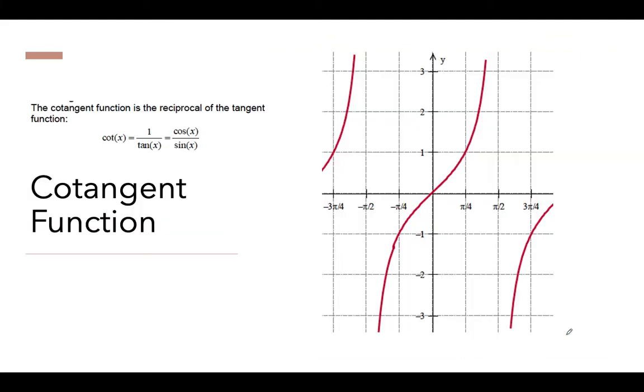Lastly, we have a cotangent function. The cotangent function is a reciprocal of a tangent, and the symbol is represented with COT. With cotangent, there's another way to represent it, because we know that tangent is sine over cosine. So if it's the reciprocal of tangent, then all you need to do is flip it. So it becomes cosine over sine.